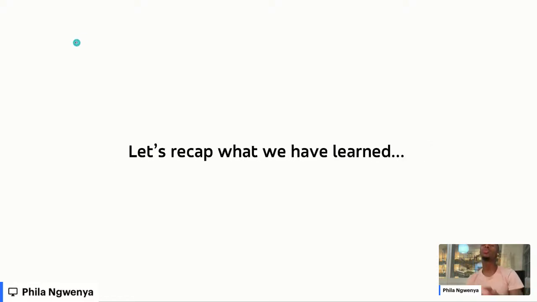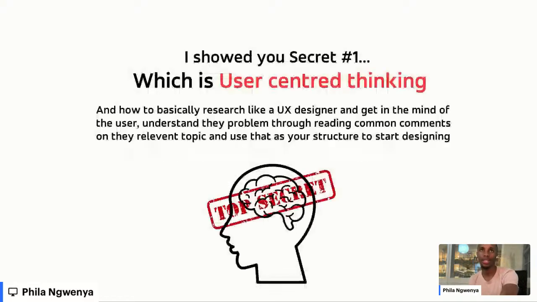Okay, so let's do a quick recap of what we learned. First, I showed you what user-centered thinking or human-centered thinking is and how to basically do research like a UX designer, get in the mind of the user, know what they need, what they want, and how they behave, and understand the problem through reading comments on a relevant topic and use that as your structure to start designing.